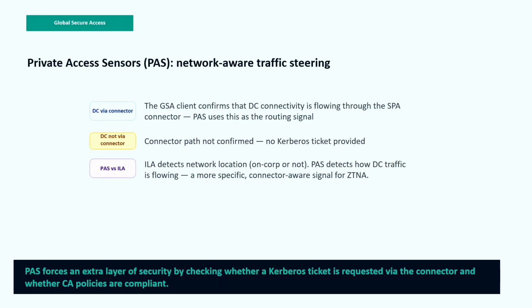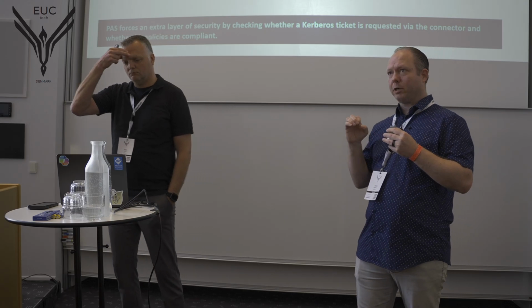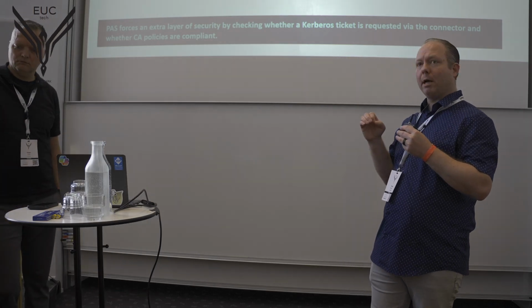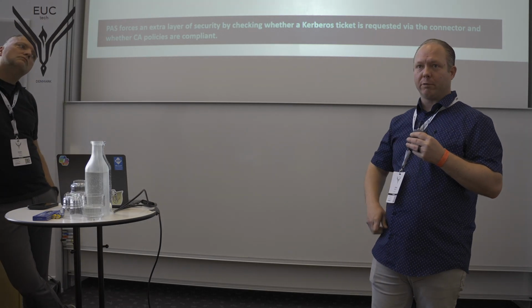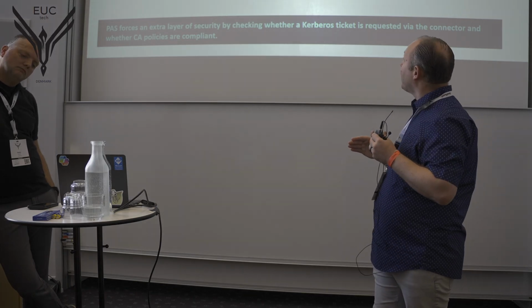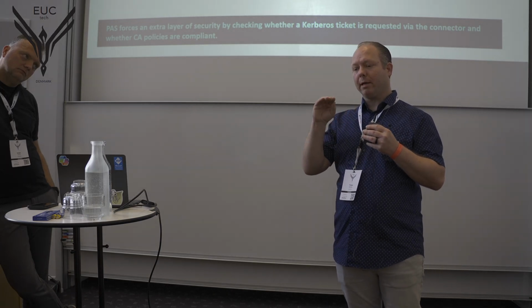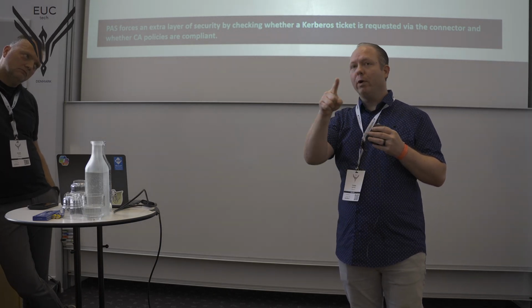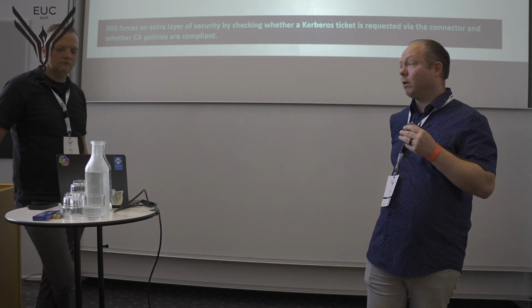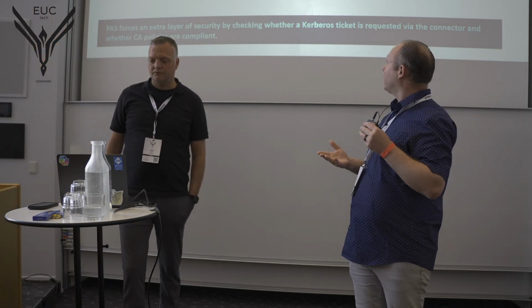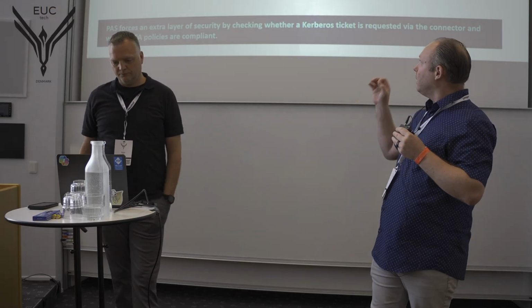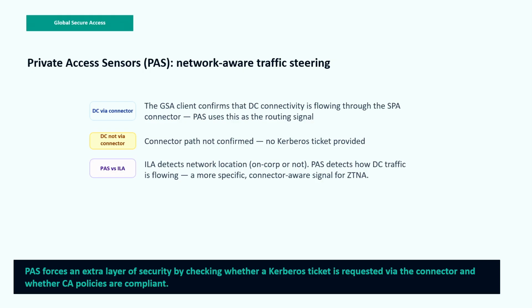This is a slide about private access sensors. And private access sensors are an extra layer of security where you can force your traffic for an application over the Microsoft cloud. And if you do that, you get a Kerberos ticket only if it is flowing through your private network connector. And that's also why, if you use this, you need to make exceptions for your server VLAN or subnet.